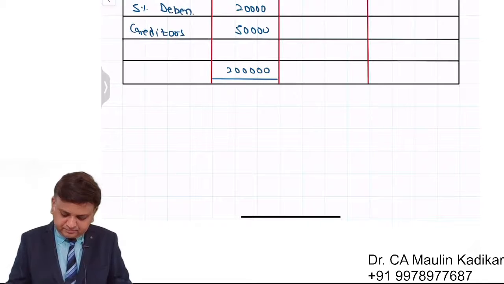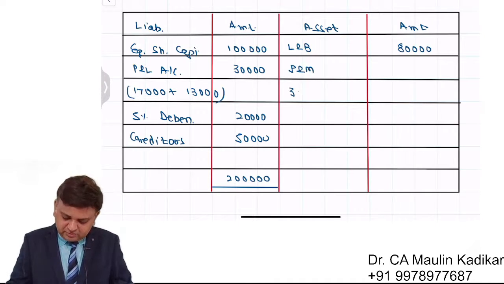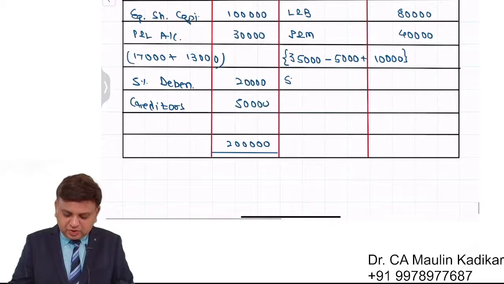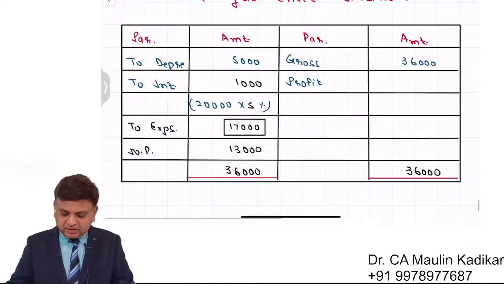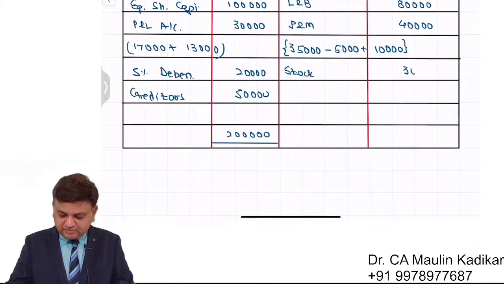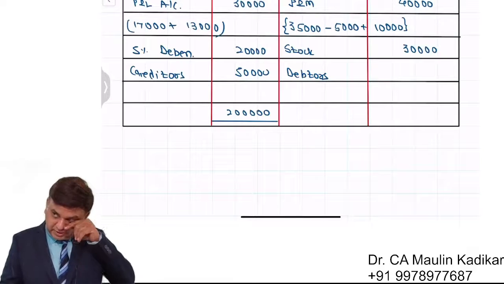On the asset side, land and building is an amount of 80,000. Plant and machinery: opening balance is 35,000. Depreciation of this year is 5,000. There is a purchase of 10,000 which we have calculated above. So the total is 40,000. Then we have stock, which is calculated by us as 30,000. Then we have debtors, 4/5 of the quick assets. So that is an amount of 40,000.